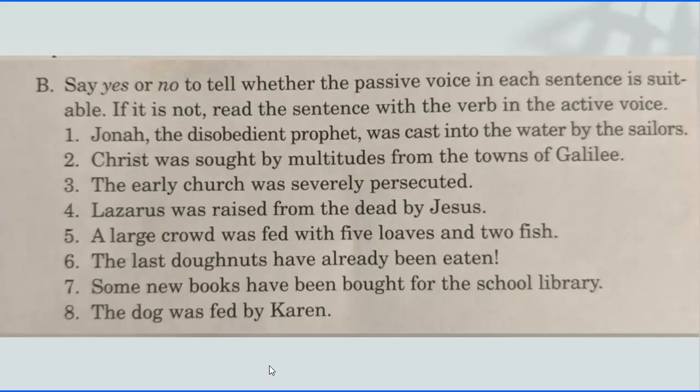Number 2, Christ was sought by multitudes from the towns of Galilee. And this is also a no. And instead we would say multitudes from the towns of Galilee sought Christ. Number 3, the early church was severely persecuted. This is probably fine. You could also say the early church suffered from severe persecution. So there are things that you can do to change it.